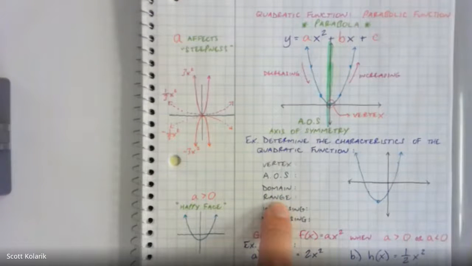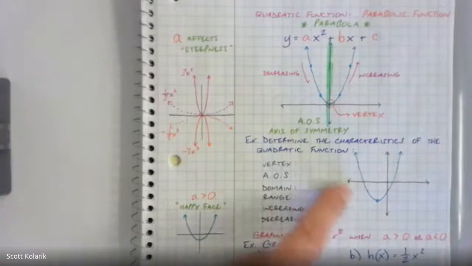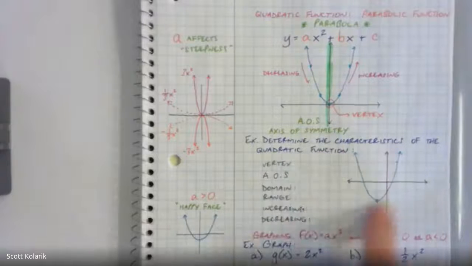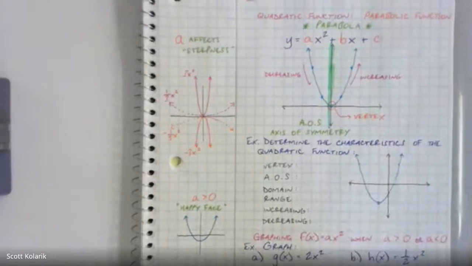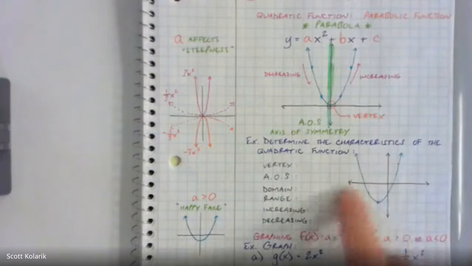So domain is how far left or right it can go. Range is how far up or down it can go. This will be one where it's limited. It'll be y is greater than something if it's an upward, positive, happy face parabola. It'll be y less than something if it's downward facing or negative.